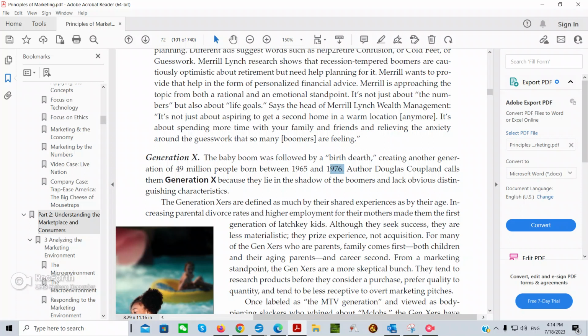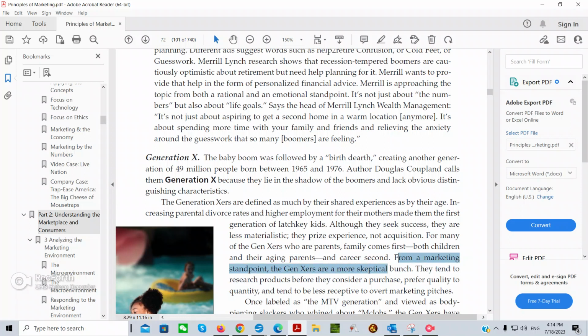Generation X are defined as much by their shared experience as by their age. Increasing parental divorce rates and higher employment for their mothers made them the first generation of latchkey kids. Although they seek success, they are less materialistic. That's also true. They prize experience, not acquisition. For many, Gen Xers are parents, with family coming first, both children and their aging parents, and career second.